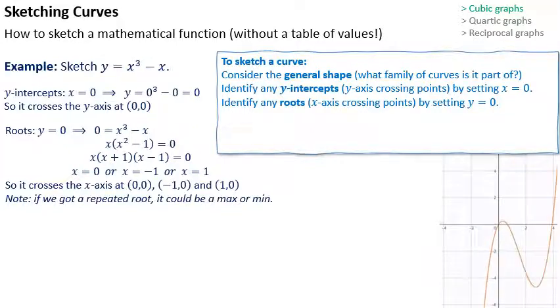So now we know where it crosses the x-axis. One of those points is, of course, the same place it crosses the y-axis, but the other two are points on the x-axis that we didn't know about already.